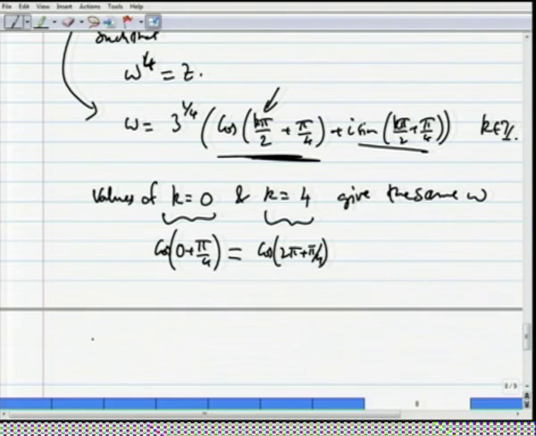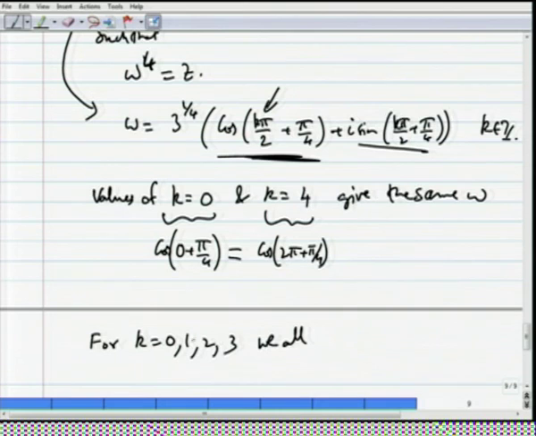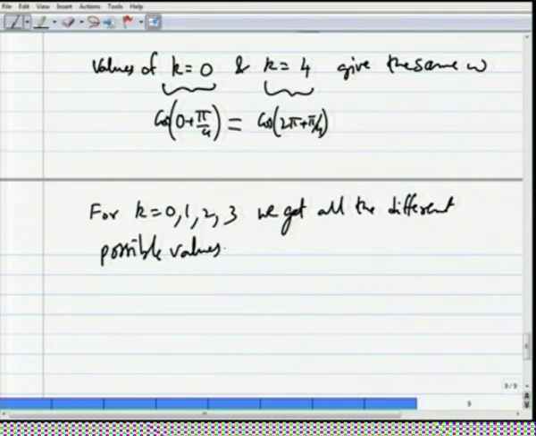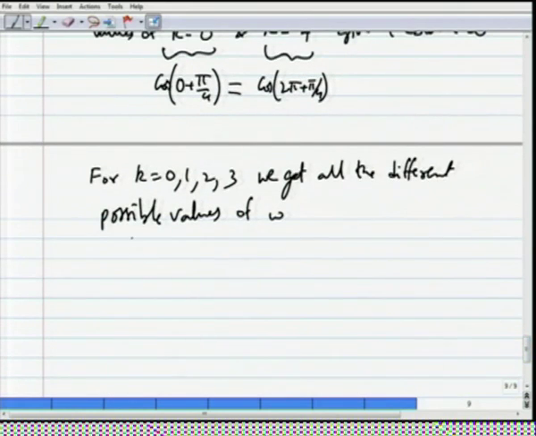So, for k equals 0, 1, 2 and 3, we get all the distinct values, because k equals 1 and k equals 5, k equals 2 and k equals 6, etc., will all give you the same values for w, pairwise. So, for k equals 0, 1, 2, 3, we get all the different possible values of w.